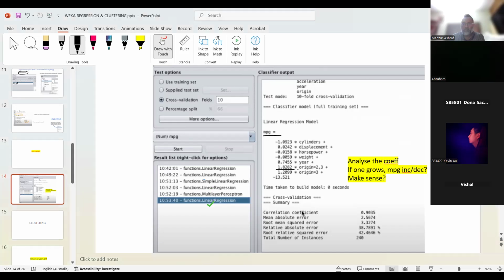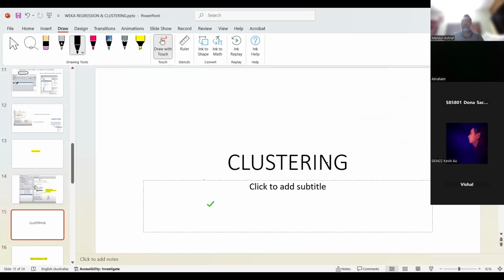Origin 2, 3, excellent. And these are negative, right? Cylinder, horsepower, weight, these are negative, which means that if I increase that, the MPG will go down. MPG is less. But if the year is high, then it will increase. Origin has the highest impact, right? I think it now makes sense. You can calculate all the equations based on this.